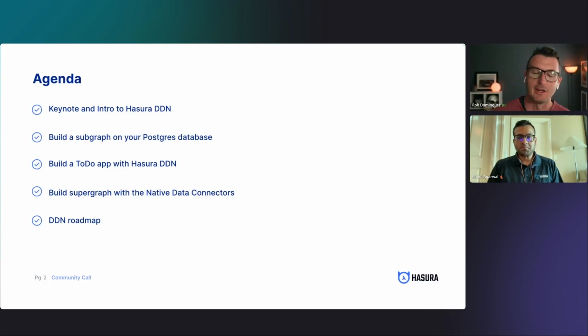And then we'll start working through some use cases for DDN and V3, looking at things like subgraphs, Postgres, how to bring in custom business logic using our TypeScript connector, and then also building supergraphs with just native data connectors in general. We'll cap things off with Rahul talking about our roadmap, and we'll look at what's going to be coming down the pipe over the next weeks and months for DDN.